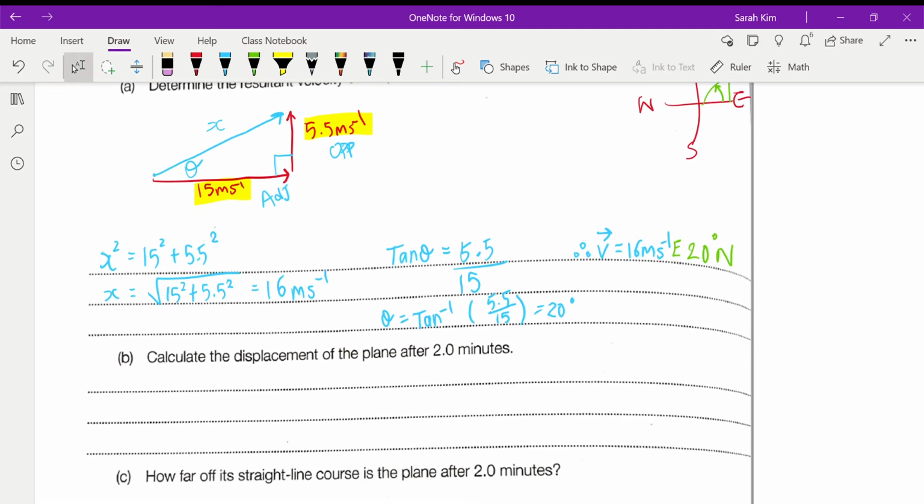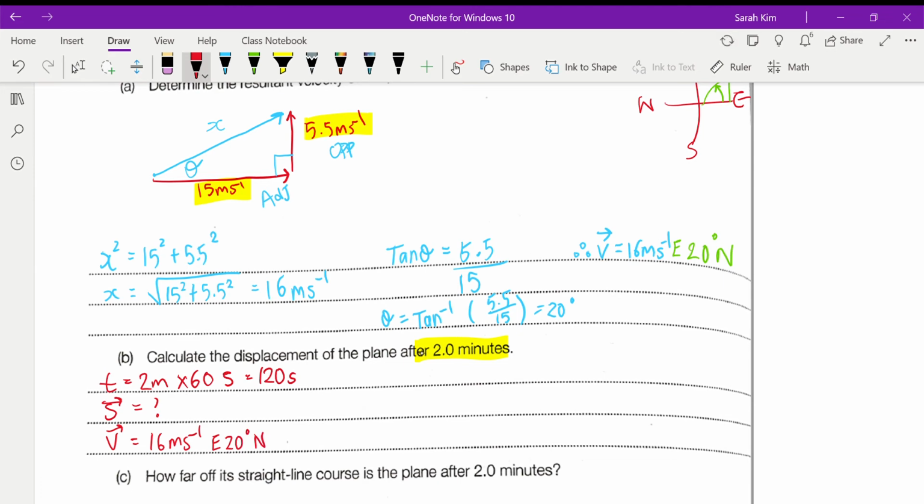Calculate displacement of the plane after 2 minutes, so I can write some facts down. 2 minutes. Now I don't want minutes, I want seconds, so I just times it by 60 to convert it to seconds. So that's 120 seconds. Displacement is S with an arrow. That's what we're trying to find. We figured out the velocity up here. So in A, 16 meters per second east, 20 degrees north.